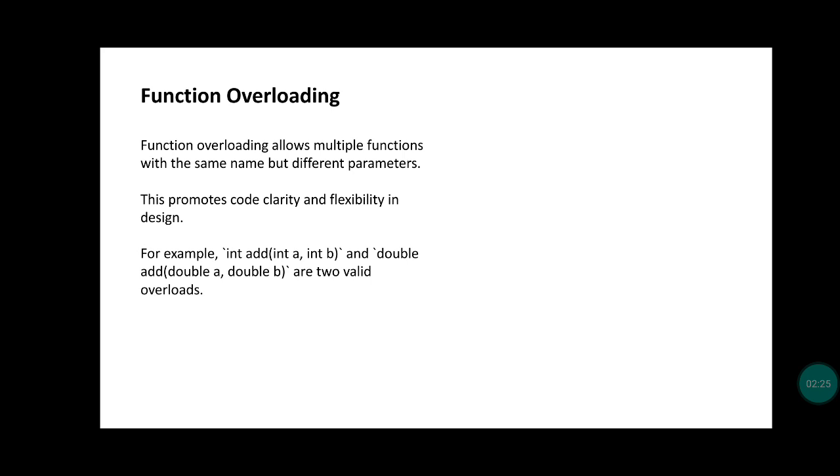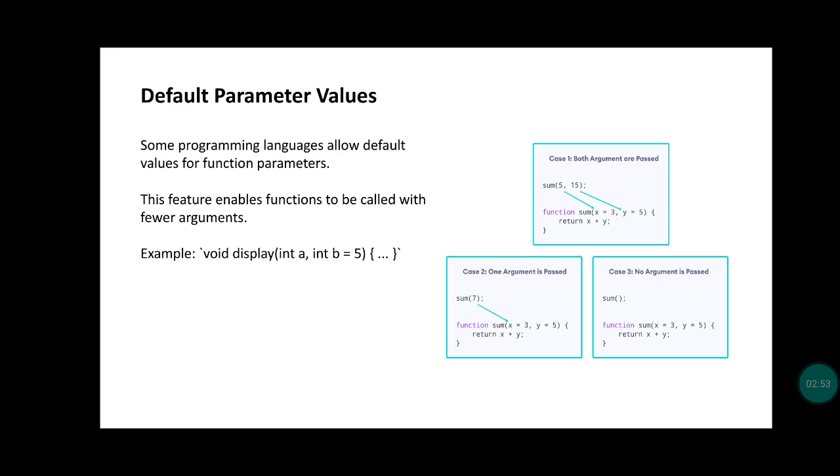Function overloading. Function overloading allows multiple functions with the same name but different parameters. This improves code clarity and flexibility in design. An example of function overloading is int add(int a, int b) and double add(double a, double b), which are two valid overloads. These are the examples of function declaration.